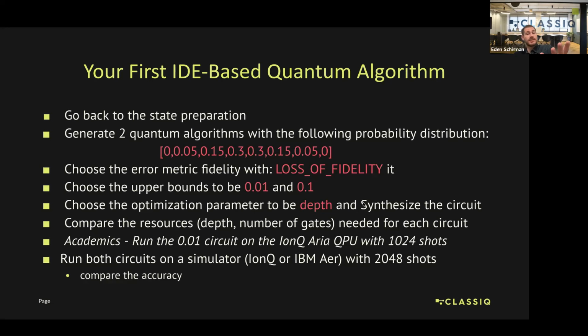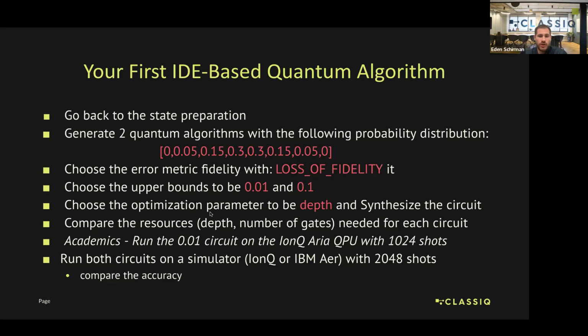And we want to synthesize both circuits. And after you synthesize the circuits, we want to compare the resources. So understand what's the depth and the number of gates for each quantum algorithm, for each quantum circuit. And we'll see what's the resources and compare the resources. And then we can execute it and understand what are the trade-offs between the resources and the accuracy that we can see with our eyes.